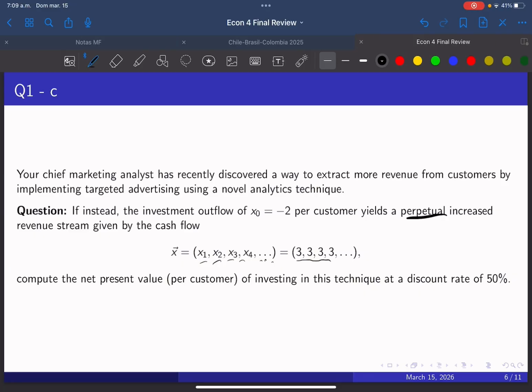Then we're asked to compute the net present value of investing in this technique at a discount rate still of 50%. So now we're just testing if you know how to calculate the net present value using perpetual revenue streams instead of finite revenue streams. I'll give you a second if you want to pause here and work on this question.